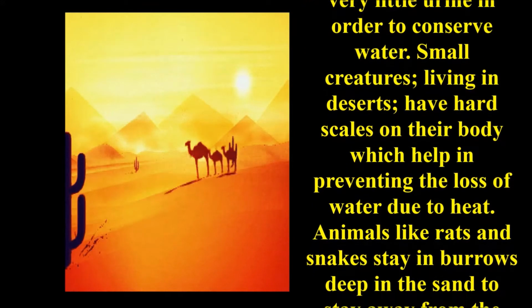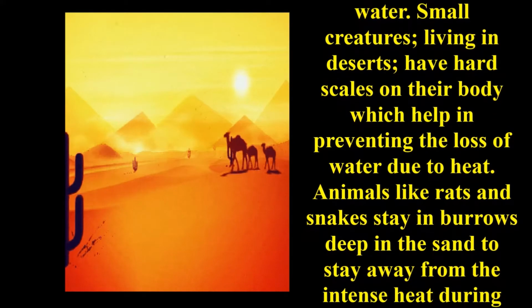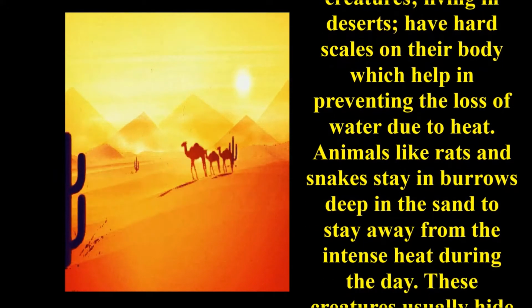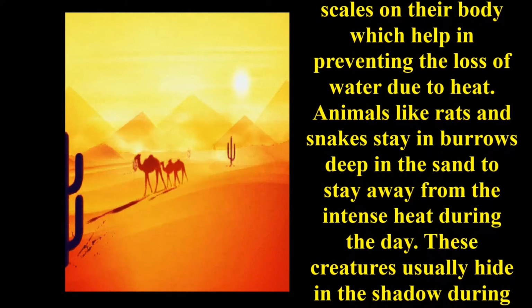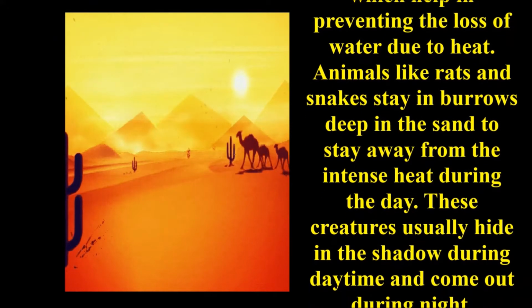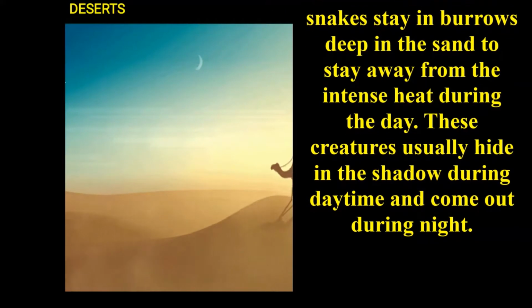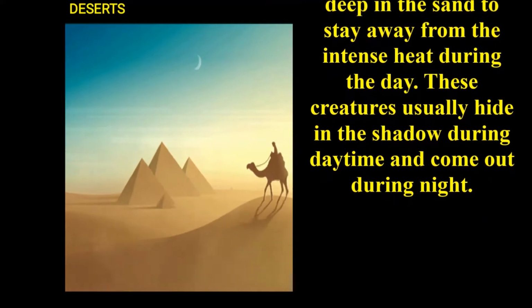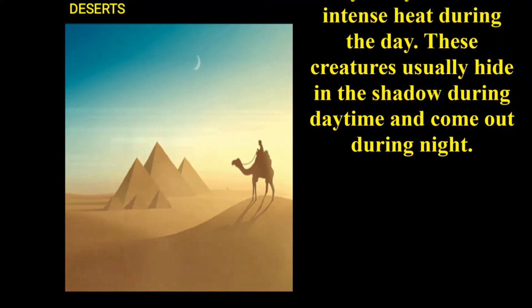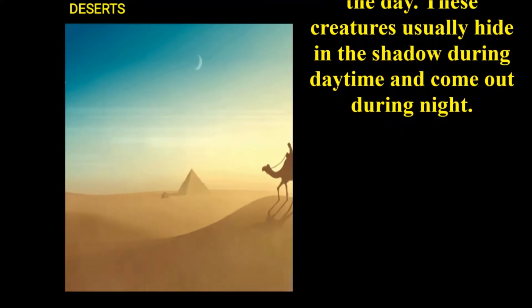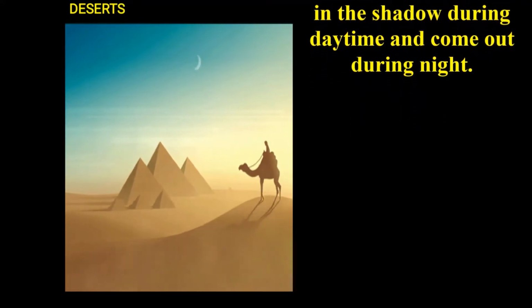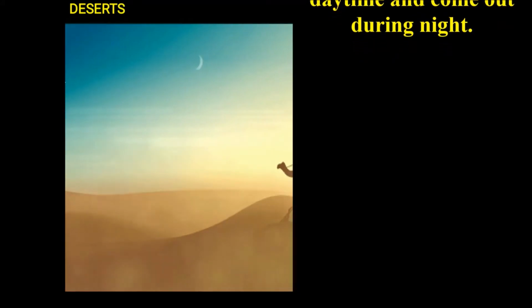Small creatures living in the desert have hard scales on the body which help in preventing the loss of water due to the heat. Animals like rats and snakes stay in burrows deep in the sand to stay away from the intense heat during the daytime. These creatures usually hide in the shadow during the daytime and come out during the night time.